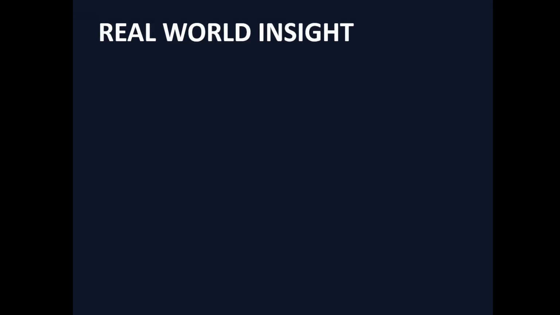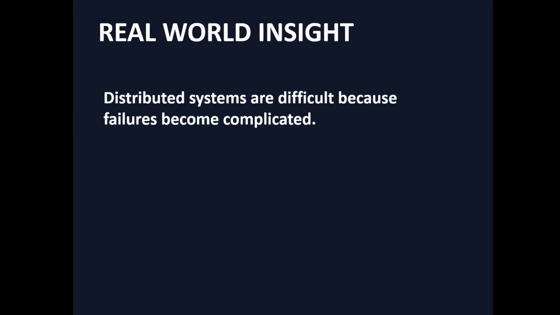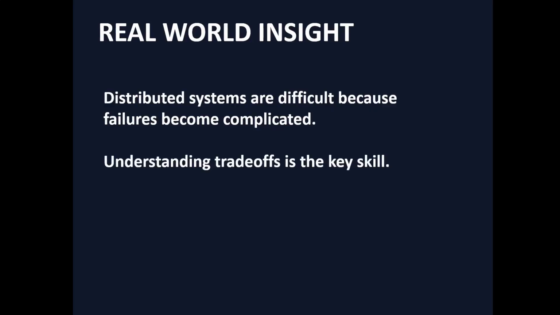So now you should have understood: distributed systems are not difficult because of scale alone. They are difficult because once multiple systems communicate, failure becomes much more complicated. And understanding these trade-offs is one of the most important skills in system design and cloud engineering.